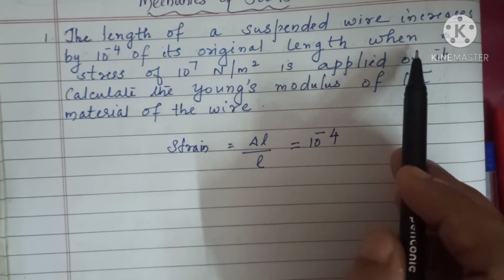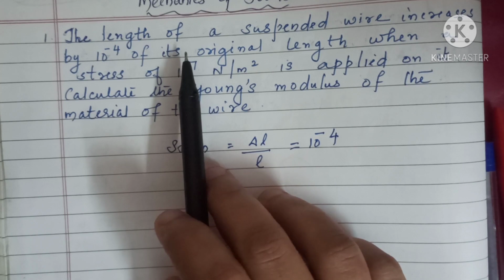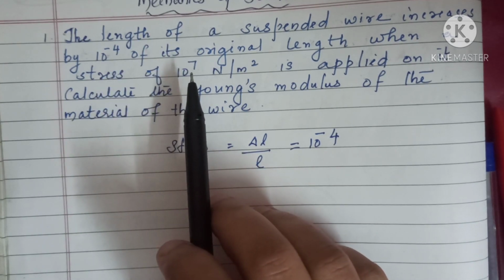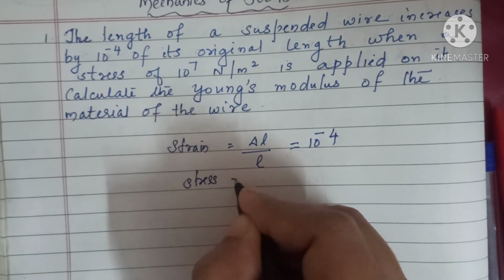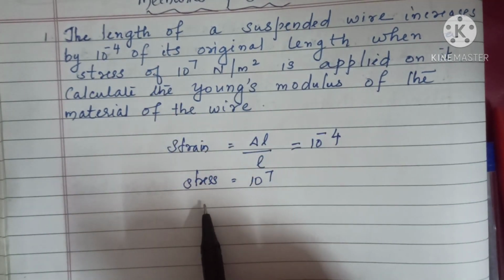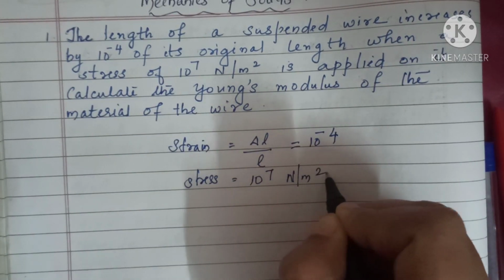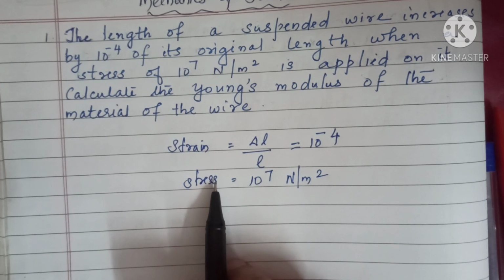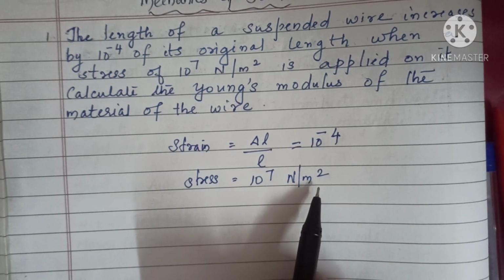Then a stress is applied. When does the length change? When a stress is applied on it, and the stress is given as 10 power 7, isn't it? Strain has no unit, but stress has unit. It is given as Newton per meter square because it is the force per area. Force unit is Newton and area meter square.